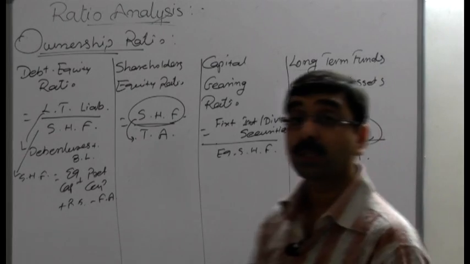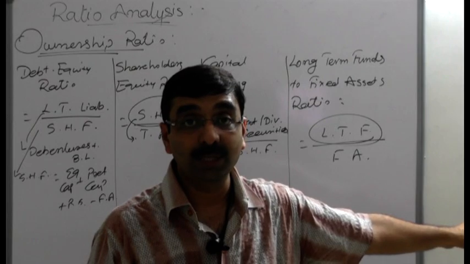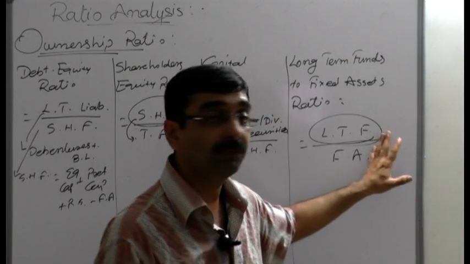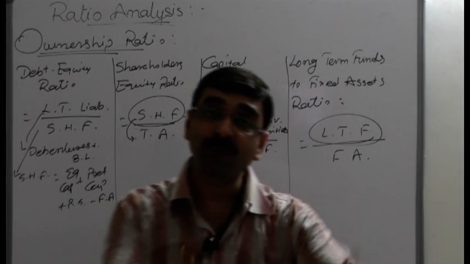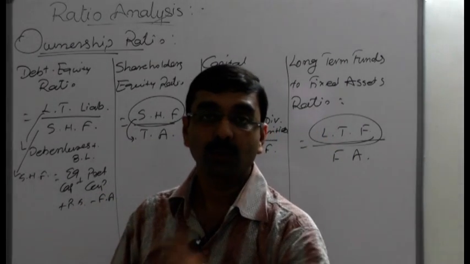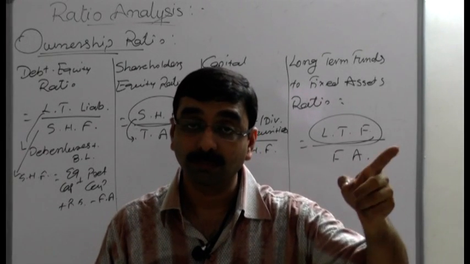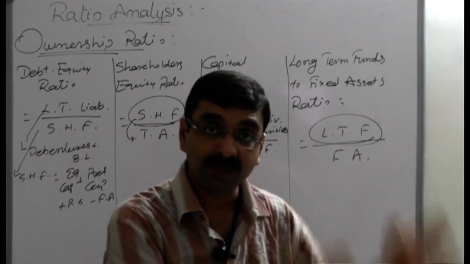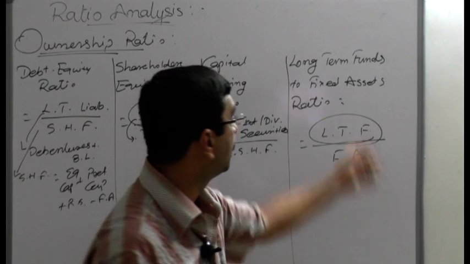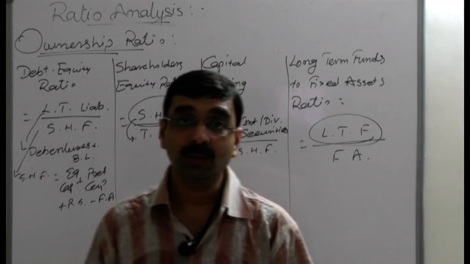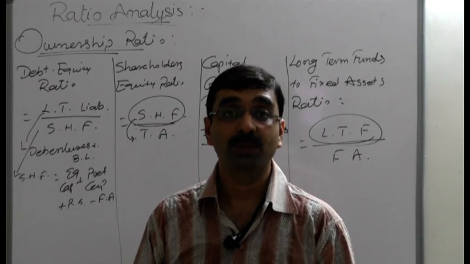Here it is the total long-term funds, with no specification whether it is an equity fund or a debt fund. Whatever long-term fund has been invested in the firm, it is invested either in fixed assets or in current assets. So it represents the amount of funds invested for the long term, either in fixed assets or in other types of assets. This is called ownership ratio, and it identifies the ownership position of the business.